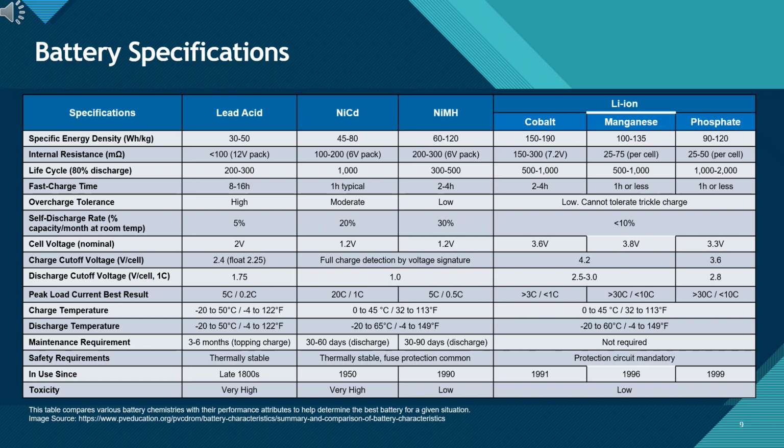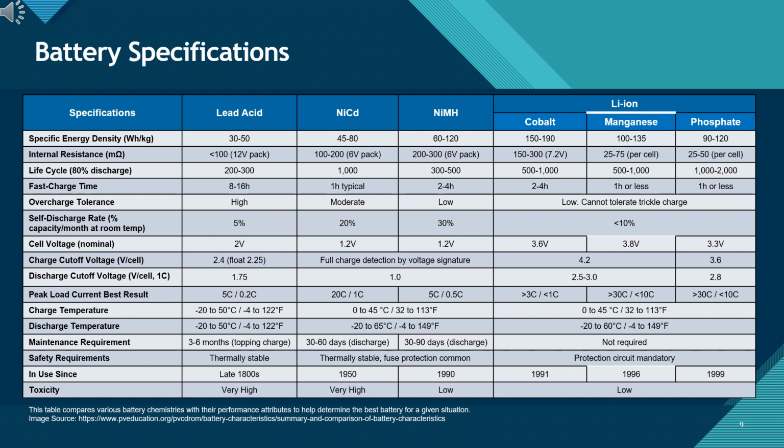One item I'd like to highlight is cell voltage. Notice how traditional chemistries like lead acid or NiMH sit around 1 to 2 volts per cell, while lithium-ion chemistries deliver much higher nominal voltages, typically around 3.3 to 3.8 volts. This higher voltage contributes to better energy density and improved overall performance.